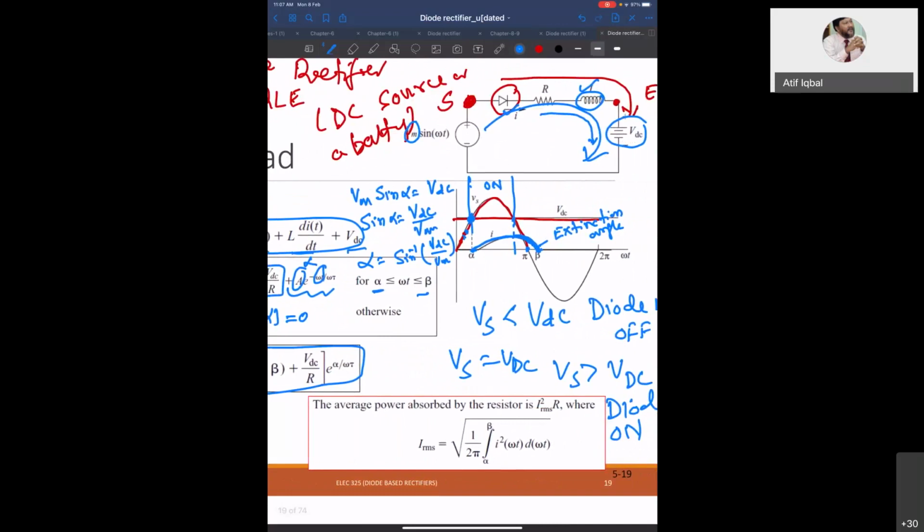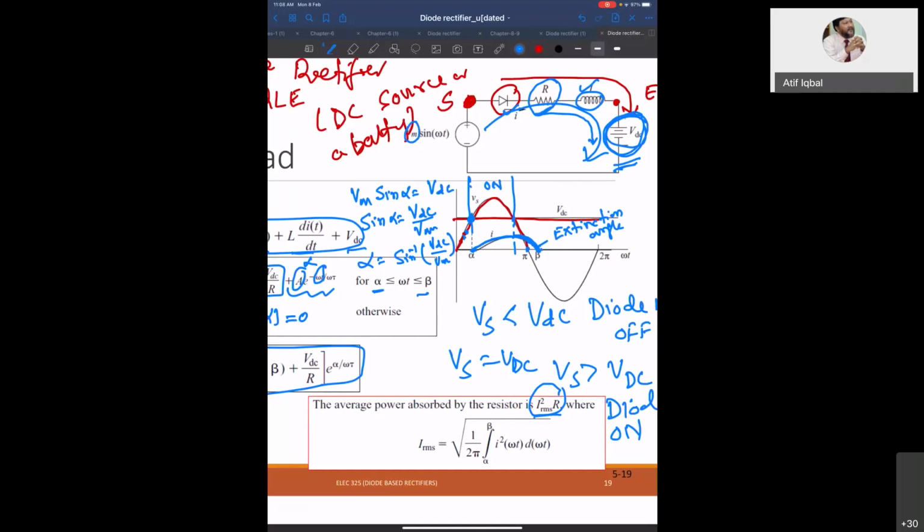And to get the average power loss, it is I square into R, because the power loss only takes place in the resistance. It does not take place in the inductance, but you will have some power that will be absorbed by the battery. So some power will be lost in the resistance and some power will be absorbed in the battery. So we have to see how much power is absorbed by the battery and what is the power loss in the resistance. To get the power loss in the resistance, it is I square RMS into R.